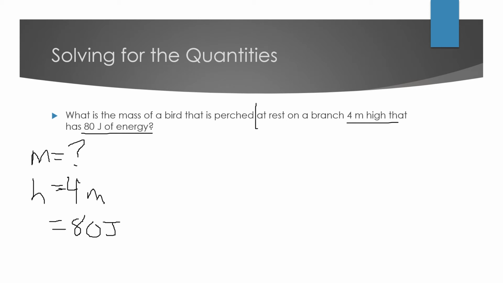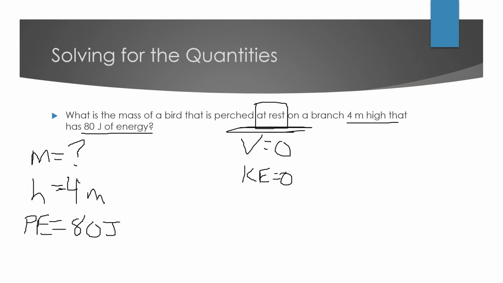If it's at rest, I know the V is 0, so the KE is 0. Because there isn't this energy, we must deduce that this is PE. And we're going to solve it out the exact same way again. That math is easy. I'm not going to show that, but I just want you to see these connections here.